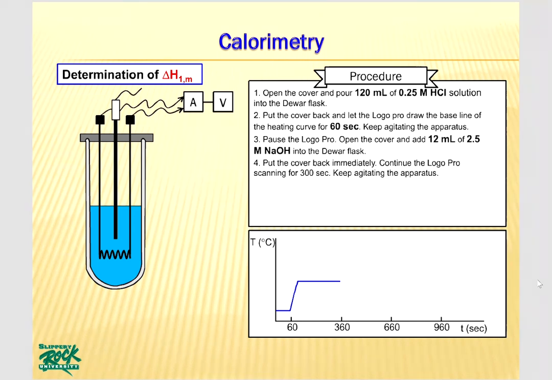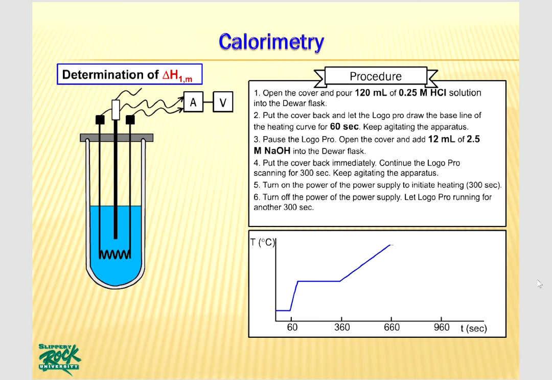Keep agitating the apparatus. Turn on the power of the power supply to initiate heating. Continue heating for another 300 seconds. Turn off the power of the power supply. Continue running the Logo Pro for another 300 seconds. Stop the Logo Pro and save the heating curve in a text file for further data analysis.